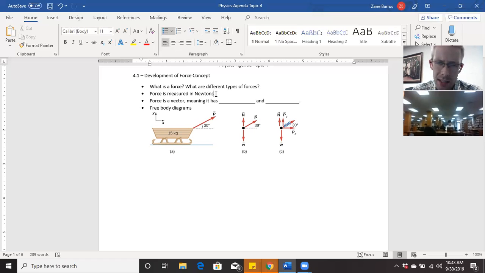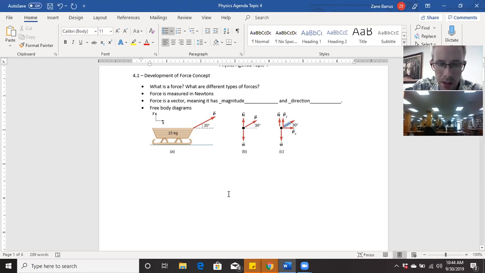Now, just like what we talked about in topics 2 and 3 with vectors, force is also a vector, meaning it has blank and blank. I tried to emphasize as much as I could in topics 2 and 3, but what 2 parts should be a part of every vector? Magnitude and direction. There you go. Good job. Somebody's been reading. Magnitude and direction.